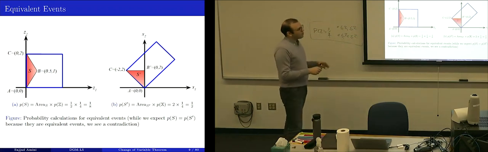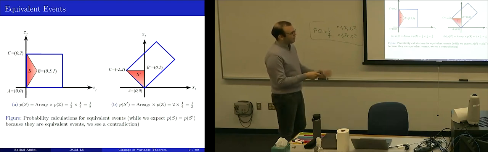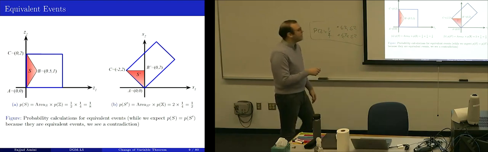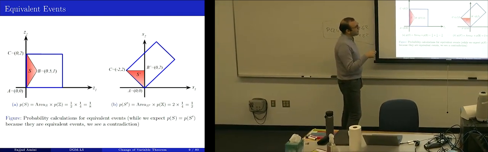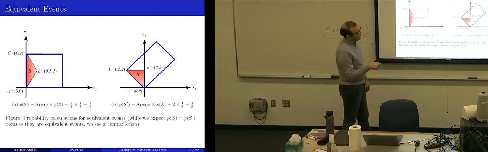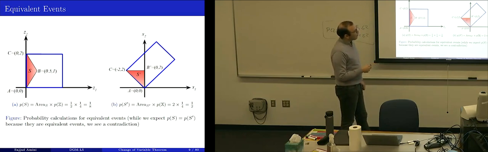Also assume that I have an event. An event means a subspace of the sample space. What is the subspace here? The subspace is this red area here. The corresponding area in the x space is this red area, and these are equivalent events. Why? Because I use the transformation to transform S to S prime. So they are equivalent, and I expect that they have equal probability.